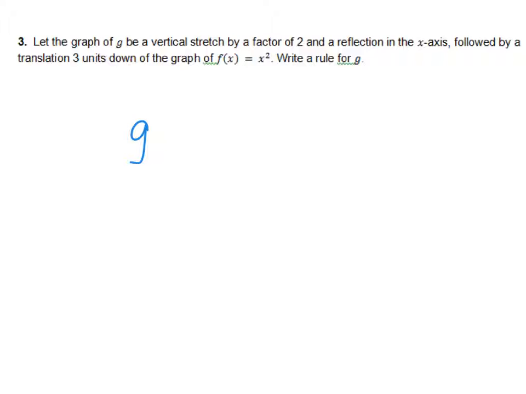So when we write our new function, g of x, the first thing we need to account for is a vertical stretch by a factor of 2. Well, remember the vertical stretch goes outside our parentheses. The reflection across the x-axis just changes our a value negative, which will flip our graph over the x-axis. And then it says followed by a translation of 3 units down. So because we're not moving left or right, our x squared stays the same. And the translation of 3 units down will go at the end.